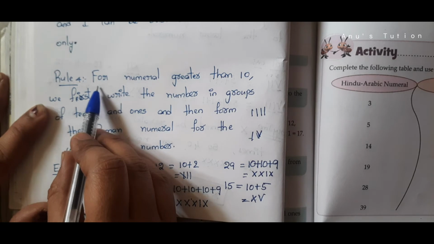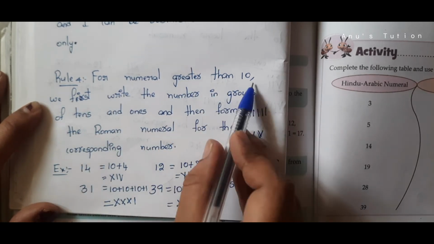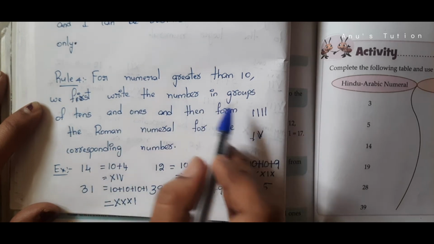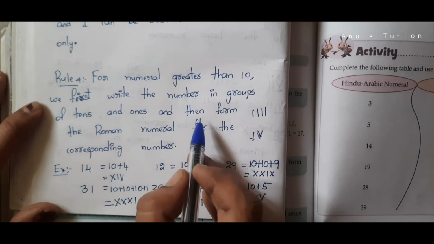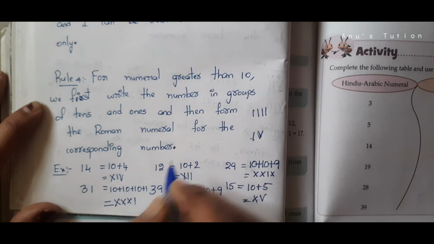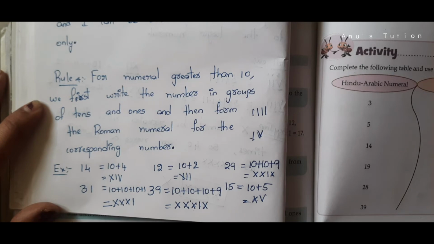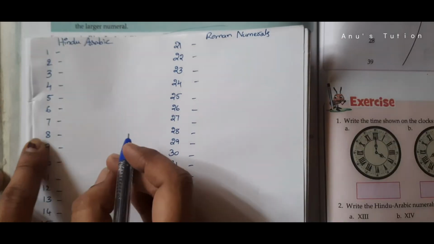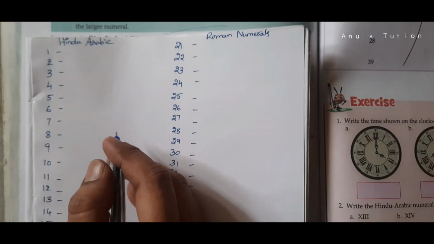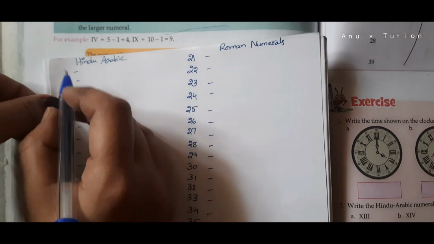Once again, I am repeating, friends and students: for numerals greater than 10, we first write the number in groups of tens and ones and then form the Roman numeral for the corresponding number. Here, these are the examples. By using these four rules, we can write Roman numerals.